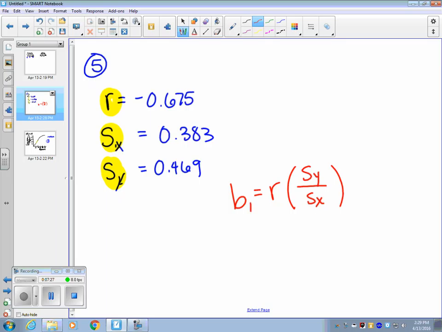Sorry, so that should be a B1. So that is, in fact, the formula that you should be using, and that's on your formula sheet. And honestly, at this point, it's just plugging and playing. Okay? So we're just going to plug in what we know. We have negative 0.675. And then we'll plug in 0.469 in the numerator and 0.383 in the denominator. And that's why B is the answer. Okay?